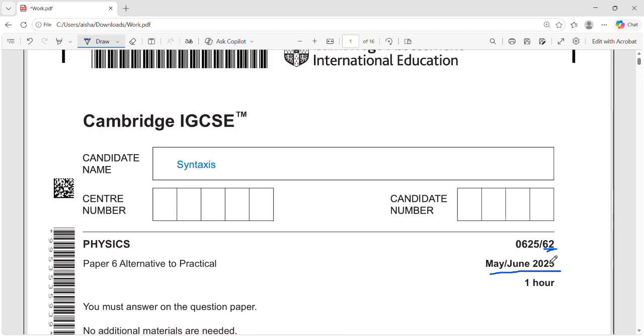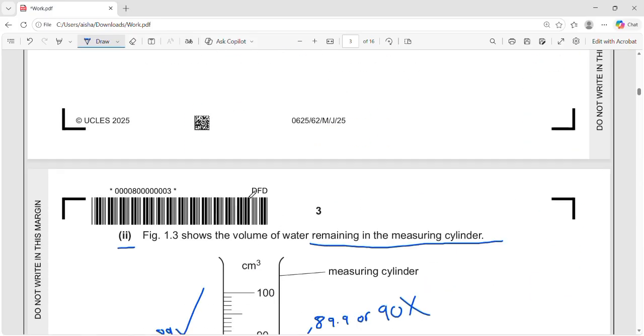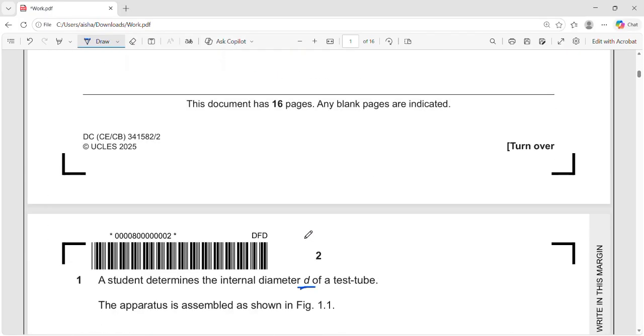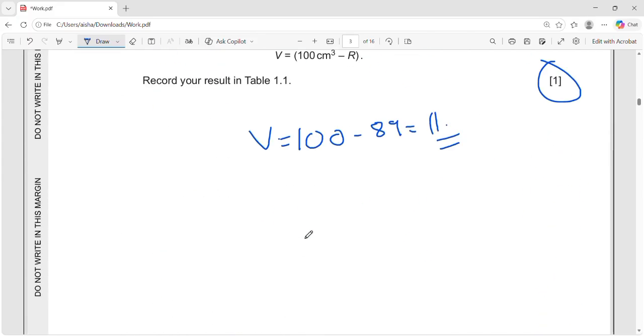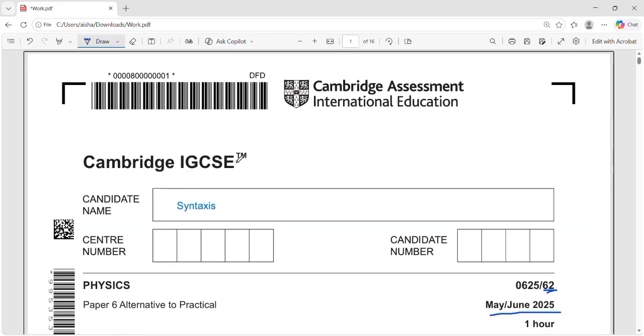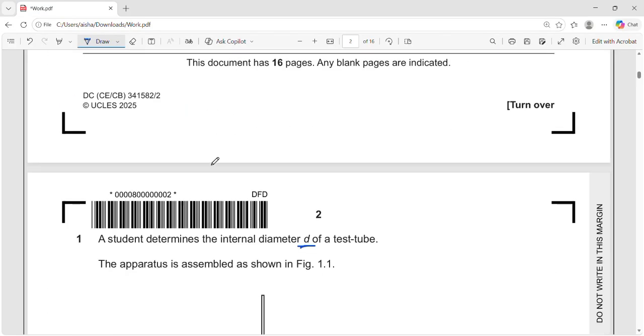Okay, I actually did this paper while I was recording, and then I figured that the voice was very distorted, so I have to remake this all, but no worries, we'll go through it. So this is paper 6, and it's for 40 marks, and let's go to question 1.